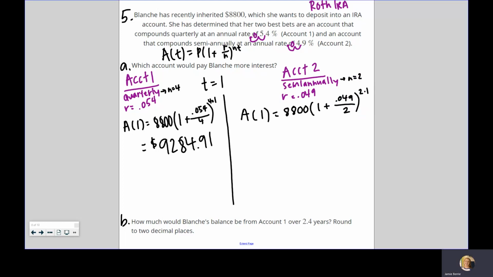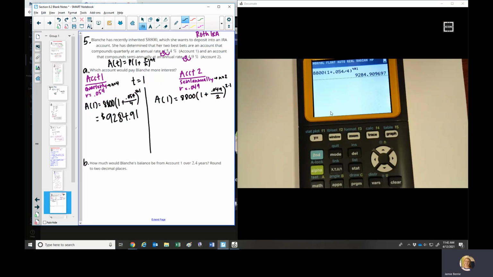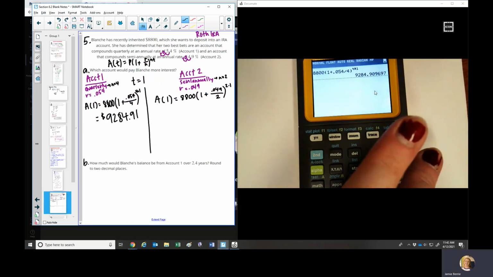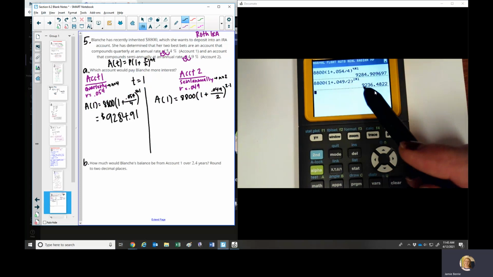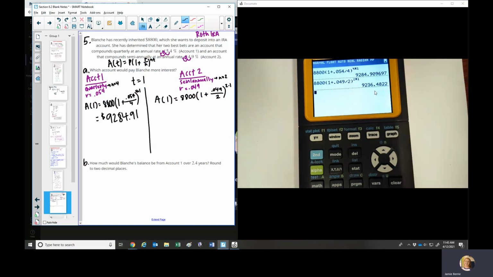So we got a lower interest rate and we got a lower number of compounding periods. So I'm suspecting that this one's going to give her less money. So 8,800 times (1 plus 0.049 divided by 2), raised to 2 times 1, which is just 2. And yep, there it is. $9,236.48.